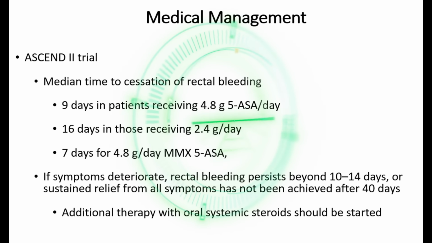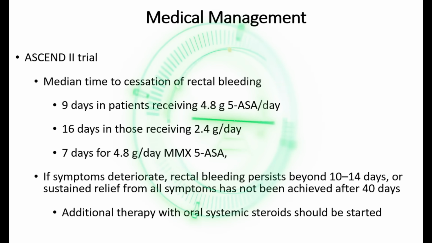So the combination has better efficacy in inducing the remission. If symptoms deteriorate, rectal bleeding persists beyond 10 to 14 days, or sustained relief from all symptoms has not been achieved after 40 days, additional therapy with oral systemic steroids should be started.